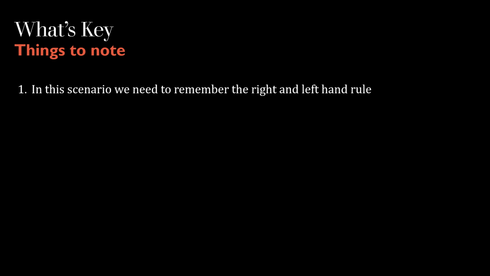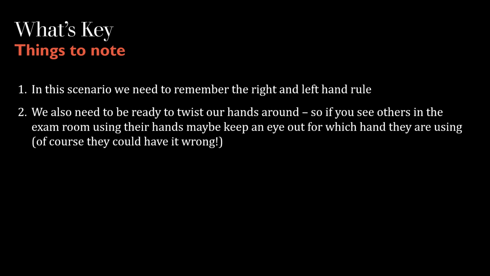In this scenario, we need to remember the right and left hand rule, but remembering they're more or less the same rule, it's just different hands. The fingers and thumbs do the same things. You need to be ready to twist your hands around. And if you see others in the exam room using their hands, maybe that's something to keep an eye out for, see which hand they're using. Of course, they could have it wrong. But positive is left is all you need to remember. If you remember that positive is left, then you can only be left with negative is on the right.